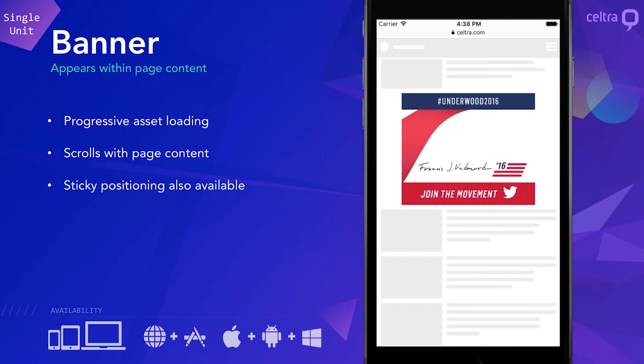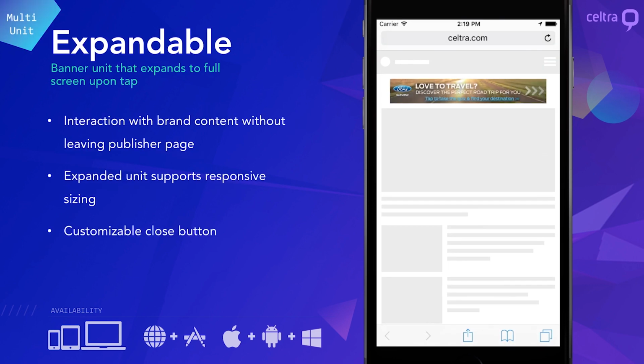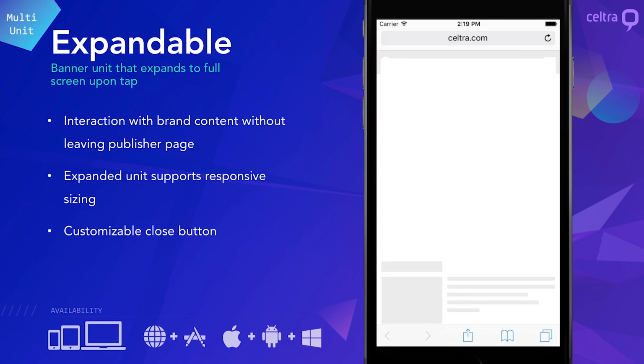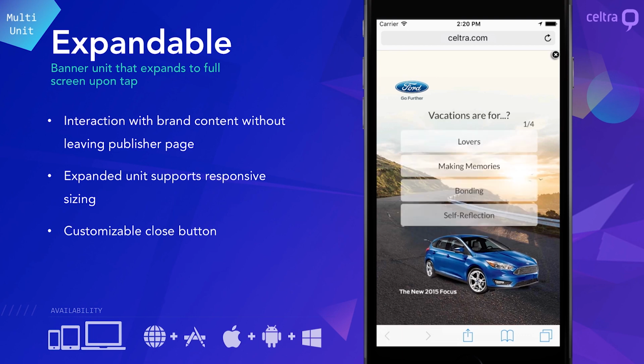So here are some examples of our units. This is a single banner only. It has progressive asset loading, scrolls with the page content, and also has sticky positioning available. Then we have our expandable format. You can interact with brand content without leaving the publisher page. The expanded unit supports responsive layout or sizing and a customizable close button.